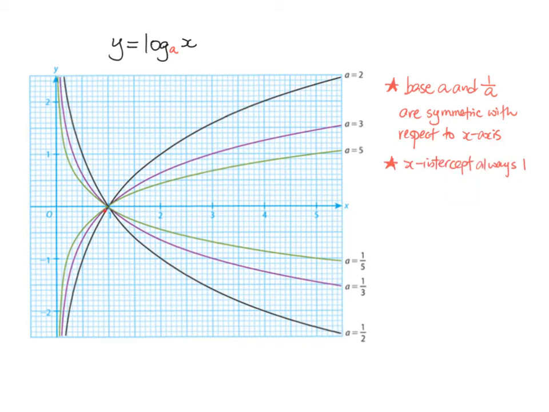And the other thing you need to know is your x-intercept is always 1 regardless of the base. But on the other hand, there's no y-intercept. It will only go infinitely close to the y-axis, but it never touches.